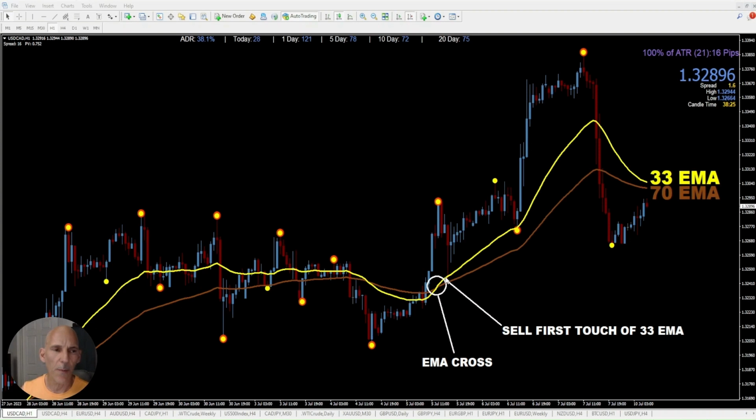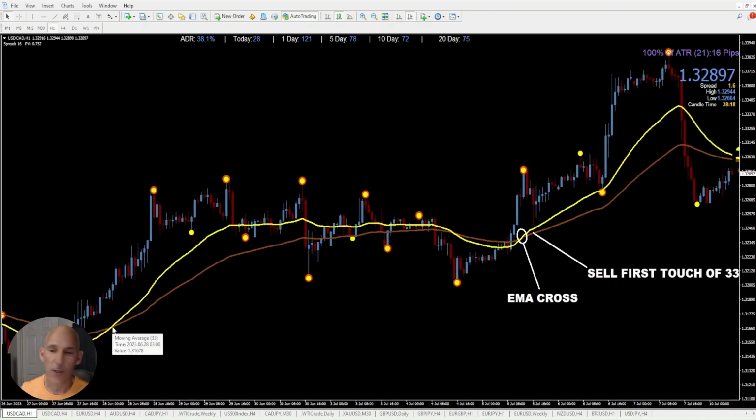Okay, so I want you to put this onto your chart, the 33 and the 70 EMA, and then just go back in time and look at what happens. Here, if we go back here, here's one here. We get a cross here. This is what I'm talking about.